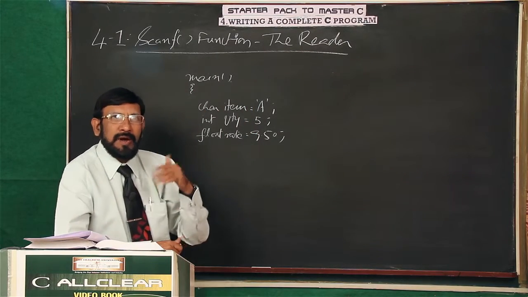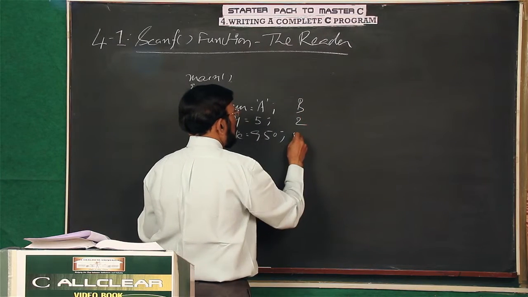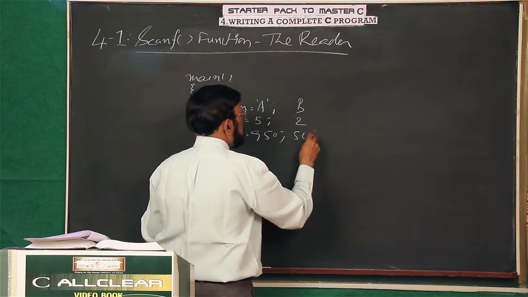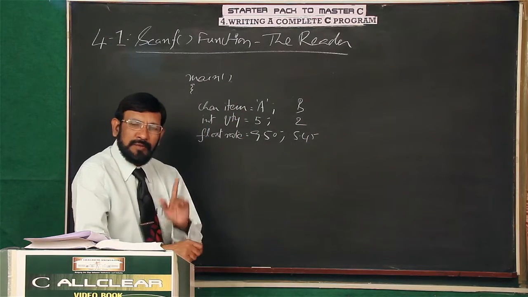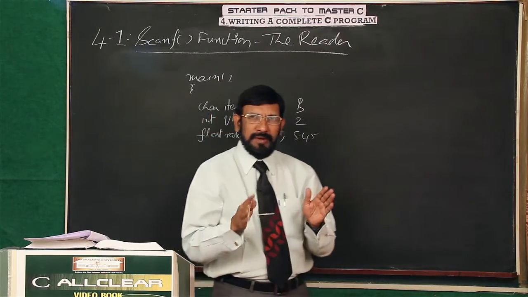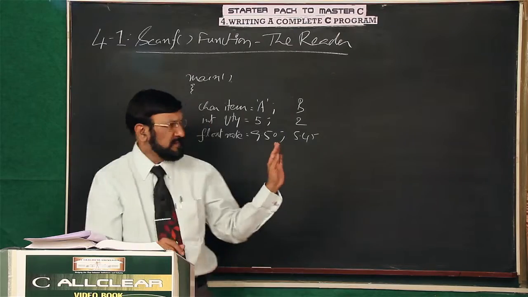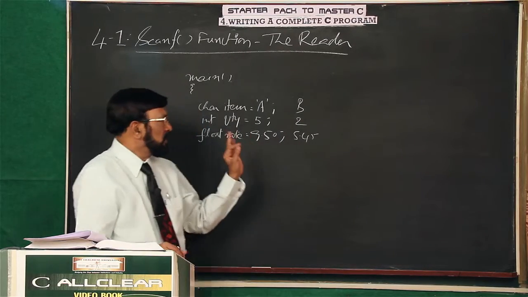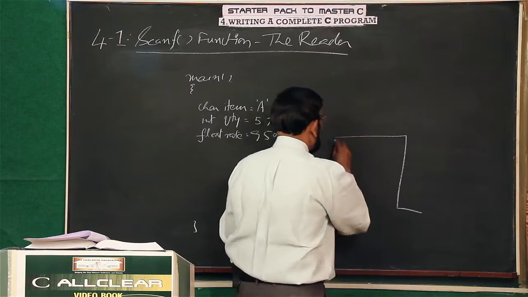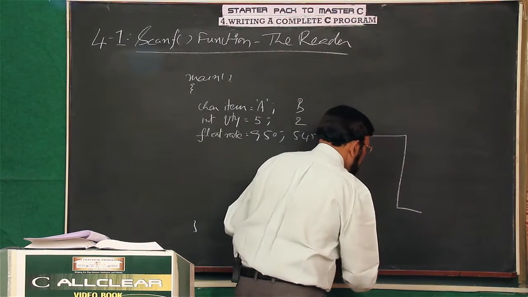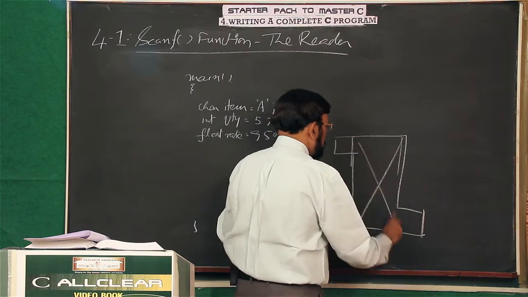If you want to give other input like B, 5, 5 rupees 45 paise, what should you do? Again, you have to change the code. Once you develop a program, it is like a sealed machine. You should not open it, you should not change the source code. So, how should a machine be? A machine should be like this. Your program should be like this.